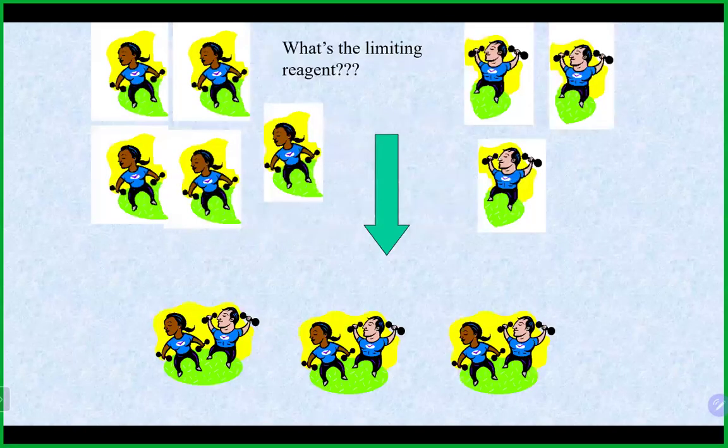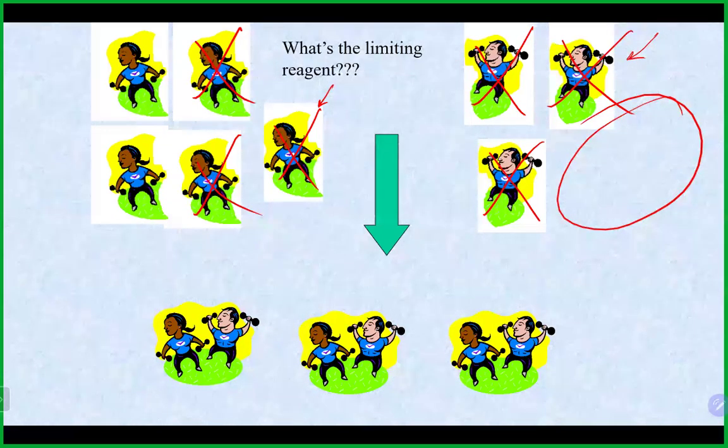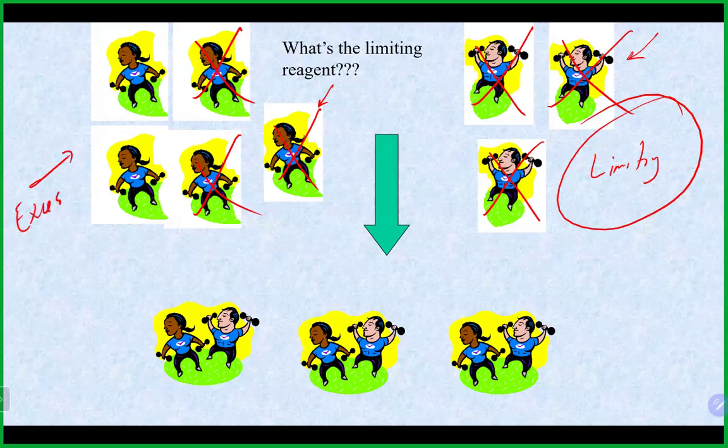So if we take a look at this example, we have workout buddies here. We have 5 women workout buddies and 3 guy workout buddies. To make a partner, we need one of each. So this guy and this one team up, this one and this one team up, this one and this one team up. At this point, I am out of guys. I cannot make any more workout buddies together. That would mean over here, this would be my limiting reagent, and this one over here would be my excess reagent.